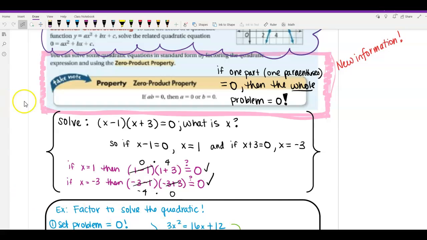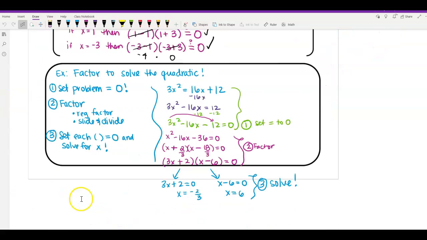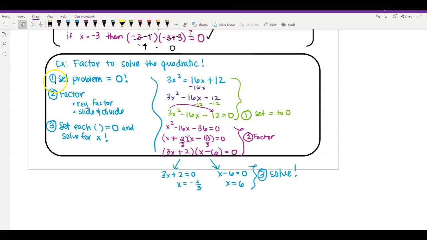So let's take a look at a whole problem from start to finish. So again, here are your steps. You're going to set your problem equal to 0 because you can't factor unless it's equal to 0. Factor however it looks like it needs to be factored, either regular factoring or slide and divide. And then set each parentheses equal to 0.